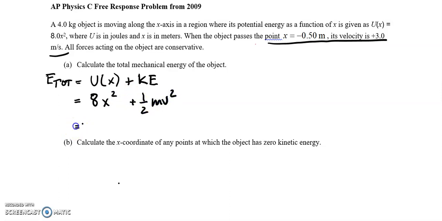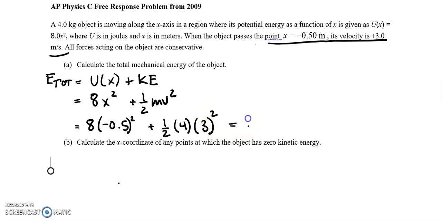So now I'm just going to plug in what I know. So 8 times negative 0.5 squared plus 1/2, the mass, it tells us, is 4, and the velocity is 3 meters per second. Great. So I can go ahead, do some math, plug that in, and I'm going to get 20 joules total.